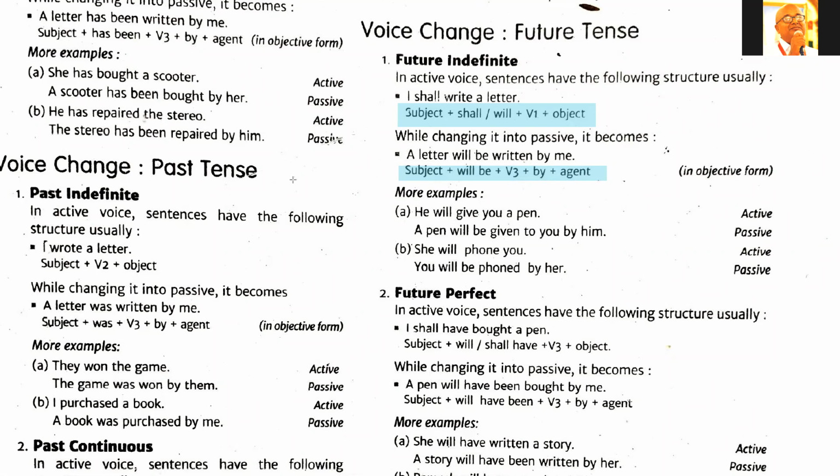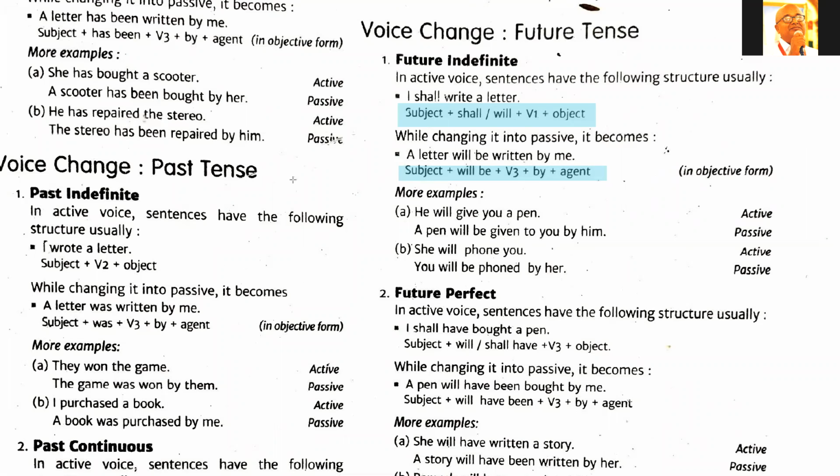Some more examples. He will give you a pen. So here the object is you. So, or ya fir a pen. A pen shall be, will be, in this case will be. A pen will be given to you by him. So what is the agent in this form? By him. By जिसके साथ लगता है वही agent है. Remember, Bhavya. She will phone you. So you will be phoned by her. So by her. Her is the agent.